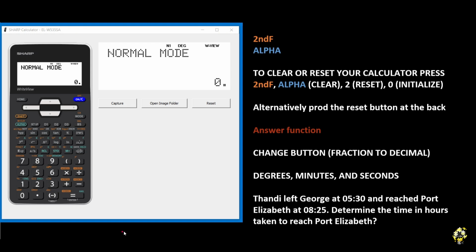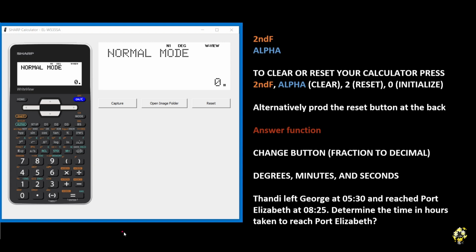Hi, welcome. Today I'll be showing you how to use your Sharp calculator as a mathematical literacy learner, whether you're doing grade 10, 11, or 12. What I have on my screen is a Sharp ELW535SA. Honestly speaking, that shouldn't matter much as long as you have a Sharp in your hand. It should do well for all that I'm going to show you.